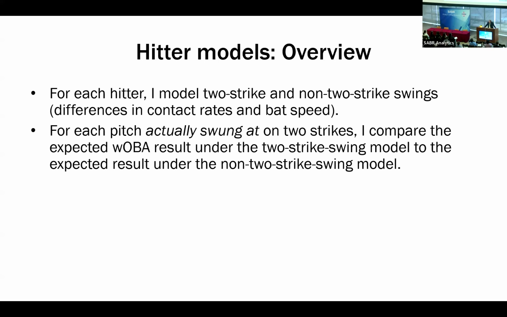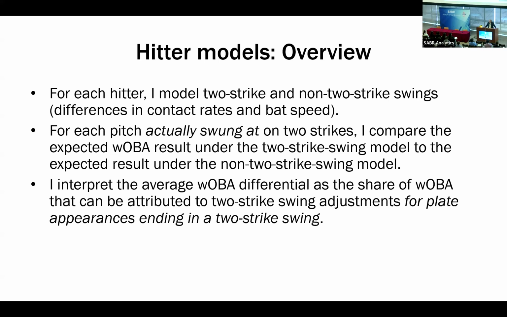And then for each pitch actually swung at on two strikes, I'm going to compare the expected wOBA result under the two-strike swing model to the expected result under the non-two-strike swing model. Okay, so increasing contact, decreasing bat speed, how does that change the expected wOBA result? I'm going to average over all of the pitches actually swung at on two strikes, and I'm going to interpret this average differential as the share of wOBA that can be attributed to two-strike swing adjustments for plate appearances ending in a two-strike swing.